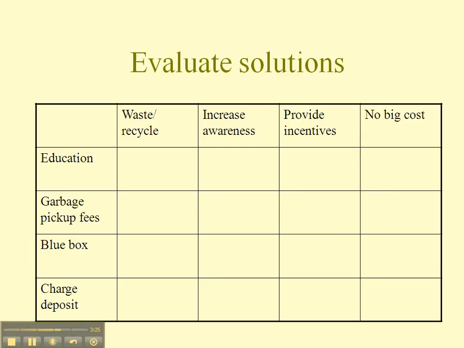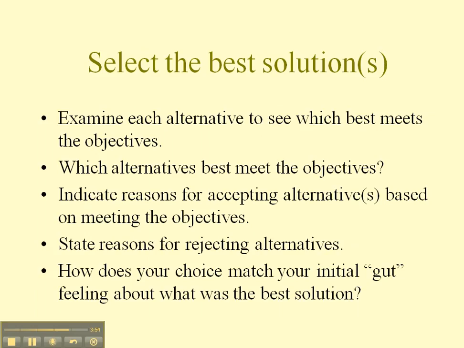If we're looking at education, how does it relate to the objectives? Does it help to decrease waste and recycle? Probably. You could write yes, maybe, there. Increase awareness? Yes. Does it provide incentives? Probably not. Okay, is there a big cost? Well, you could actually put a dollar figure in here, and probably with education the cost might be fairly hefty. You do this for each one of the alternatives then.